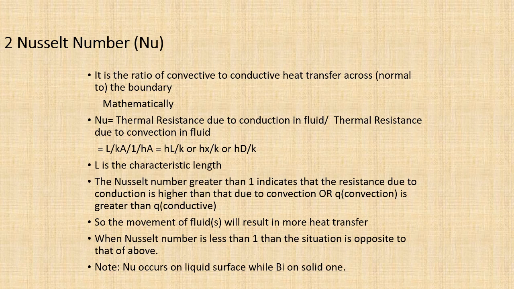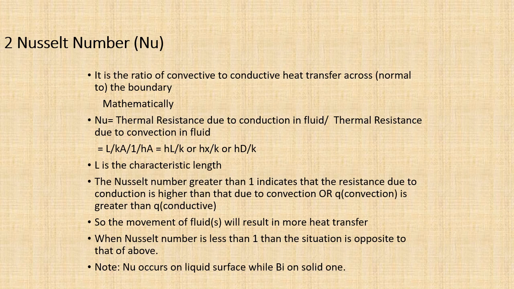If the Nusselt number is greater than 1, it indicates that the resistance due to conduction is higher than that due to convection. We can say that conduction is dominant over convection, while we can conclude that in that case the movement of fluid will result in more heat transfer. When Nusselt number is less than 1, it shows the opposite, which means that convection heat transfer is more than that of conductive heat transfer.